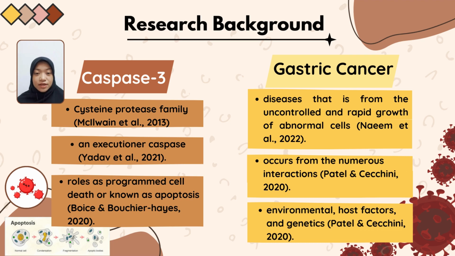Next, caspase-3 is a protein from the cysteine protease family. Caspase-3 is an executioner caspase which plays a role in programmed cell death, also known as apoptosis. Caspase-3 can initiate death receptor stimulation for cancer cells. Gastric cancer is a disease from the uncontrolled and rapid growth of abnormal cells that can occur from numerous interactions, for example from environmental, host, and genetic factors.